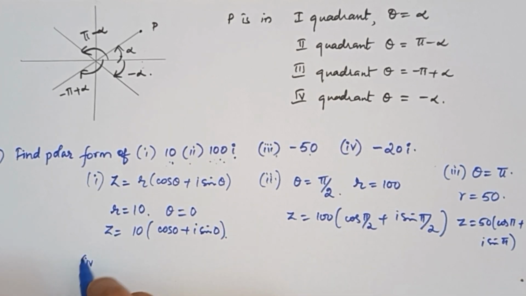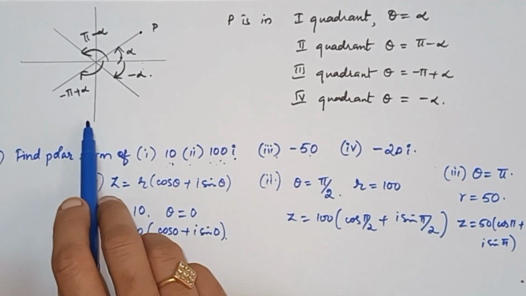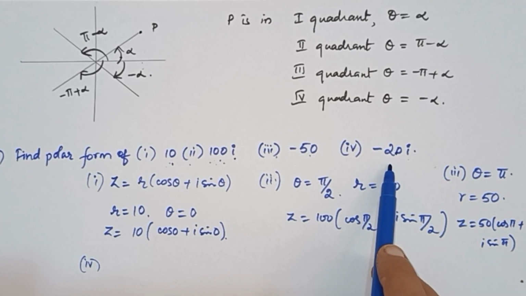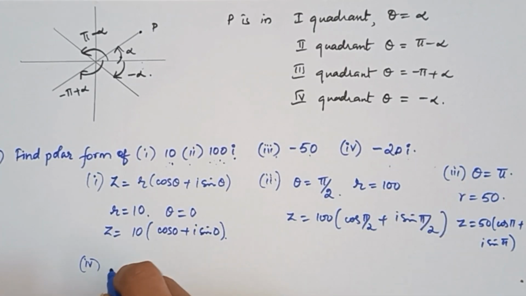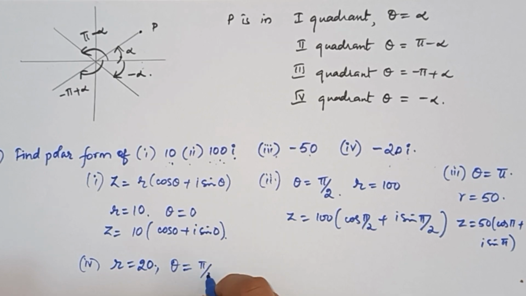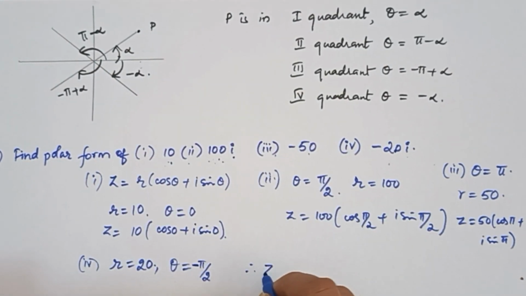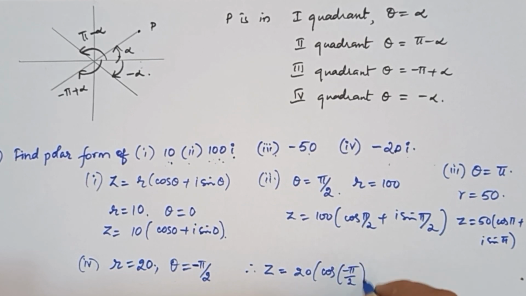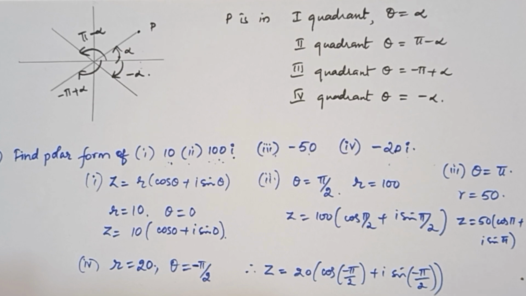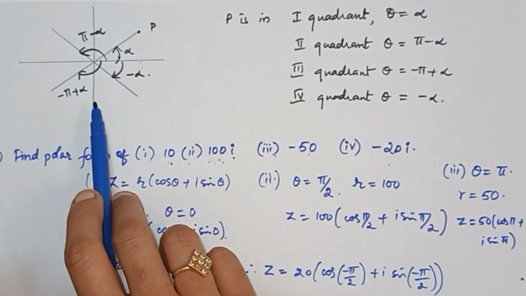Next, the fourth one, the last one, minus 20i is on the negative y-axis, because the corresponding point is (0, minus 20). So, the r value is 20, because the modulus is always positive, and the argument theta is equal to pi by 2 with a negative sign, that is minus pi by 2, because it is on the negative y-axis. Therefore, the polar form of this complex number is 20 into cos of minus pi by 2 plus i into sine of minus pi by 2. So this is how we find the polar form of the complex numbers whose corresponding points are on the axis.